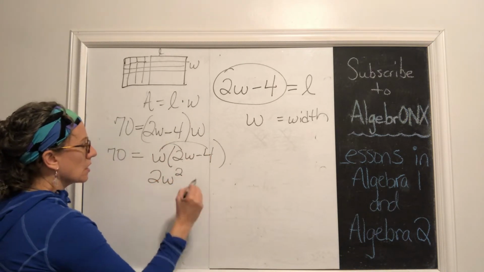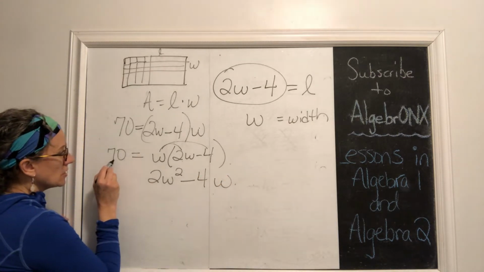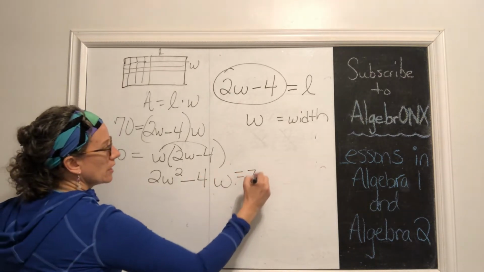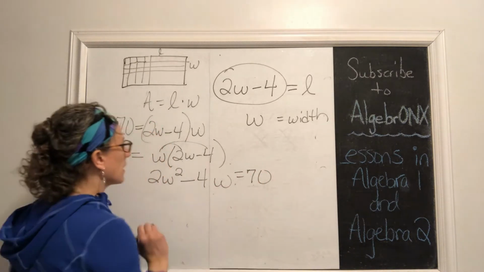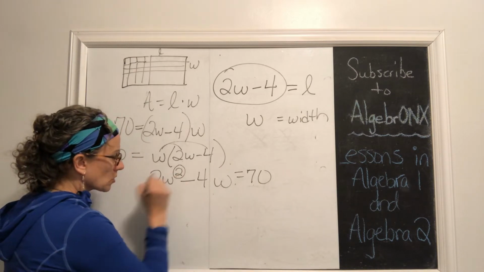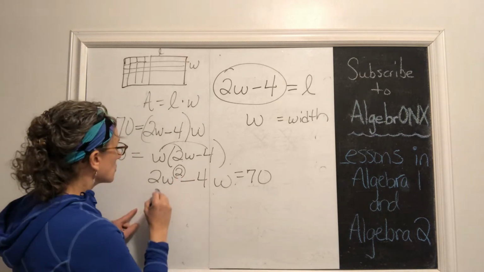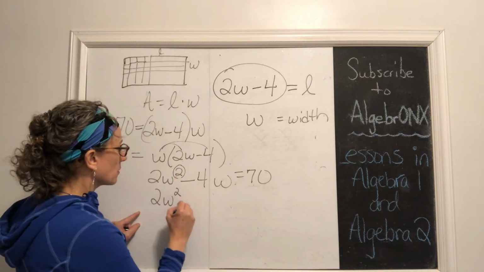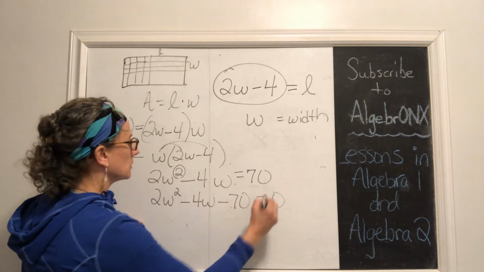2W squared minus 4W. I've got a 70 here. I'm going to put it on the right. I like to see it on the right. You could do that if it disturbs you to see it on the left. I have to now make it equal 0. Why? Because it's a quadratic. How do I know? Because there's a square right there. So 2W squared minus 4W minus 70 equals 0.